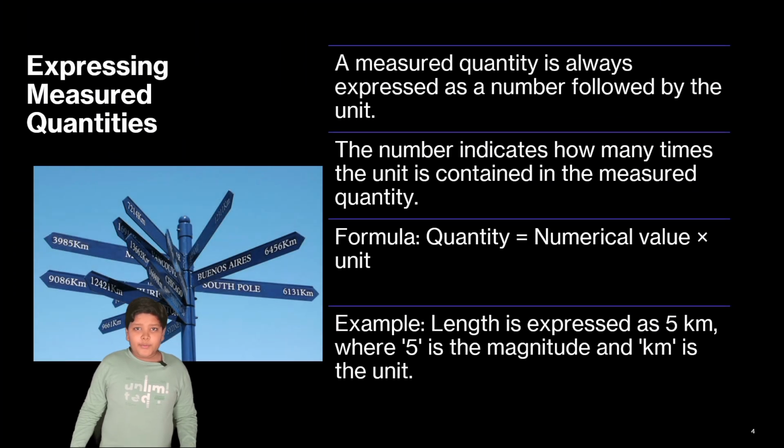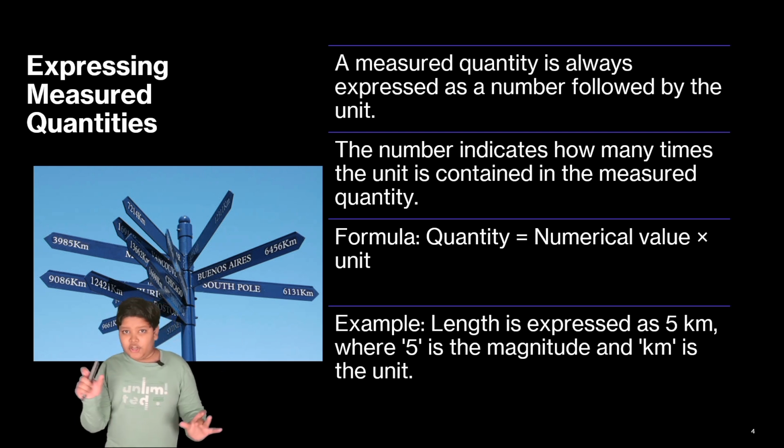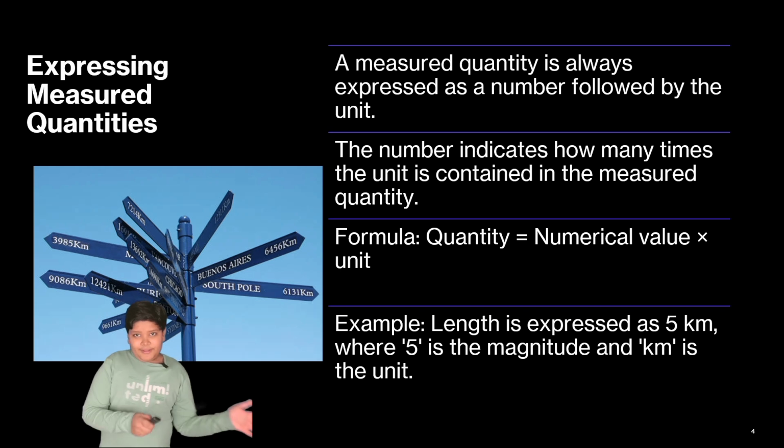Once we measure, how do we express it? It's always a combination of a number and a unit. The number tells us how many of that unit are present. So like 5 kilometers means 5 is the numerical value and kilometers is the unit. So 5 kilometers.